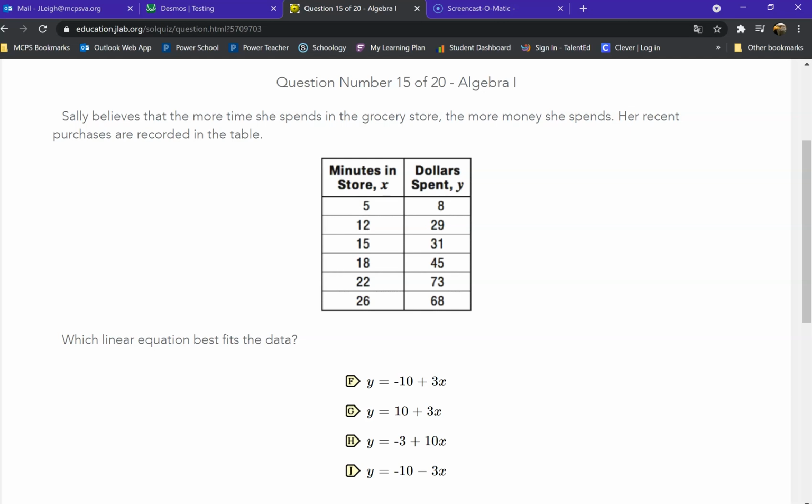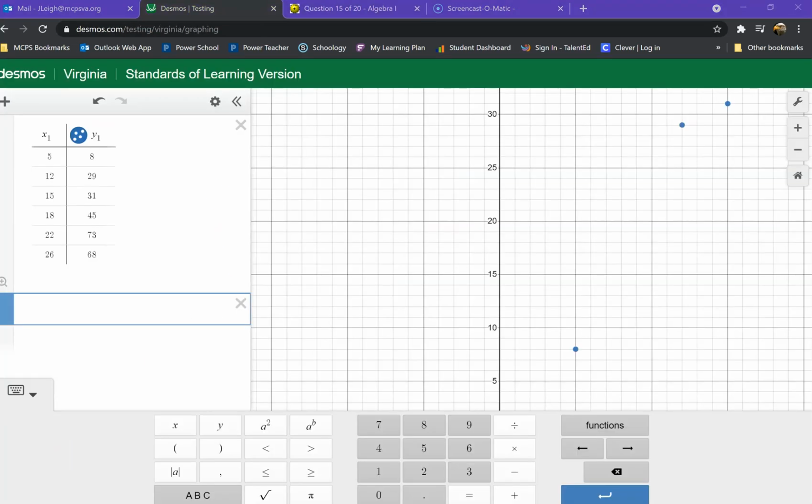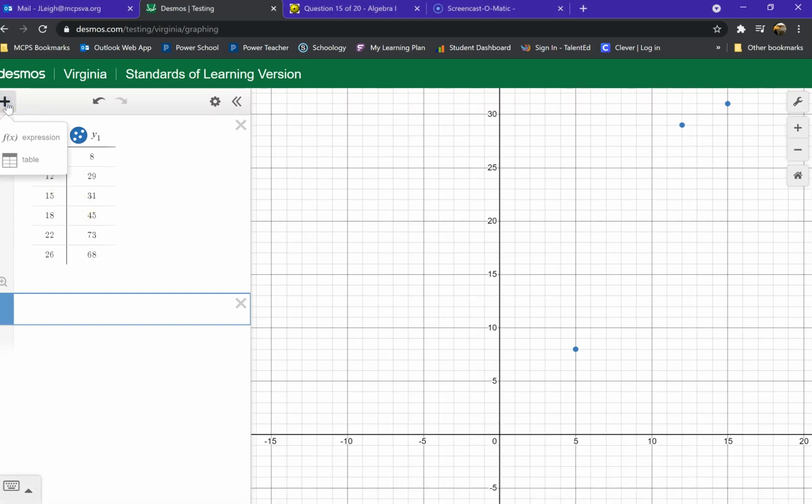Again, this is a chart, so I'm instantly thinking Desmos. So I'm going to go to Desmos. Alright, and as you can see, I've already transferred the information from the chart over here to a table. If you don't remember how to do a table, remember you just hit the plus sign, and then the table.